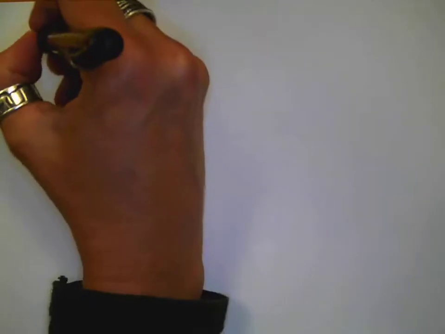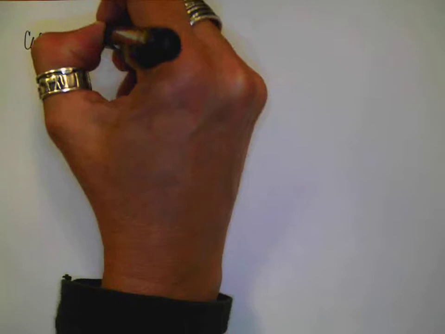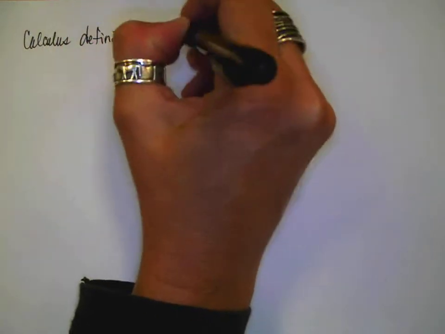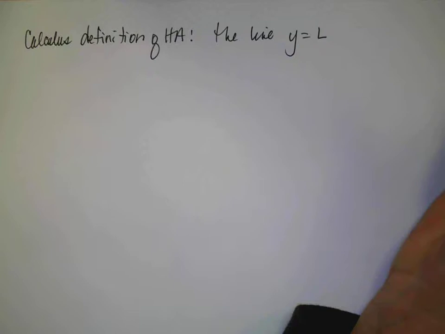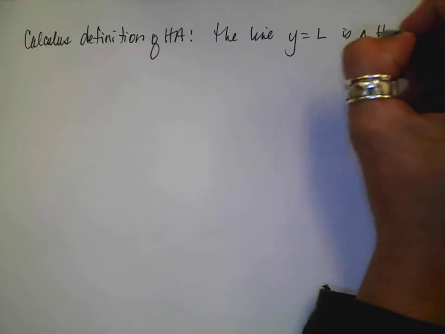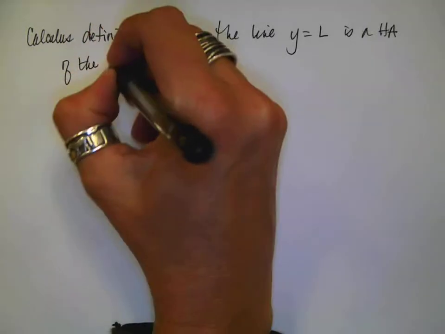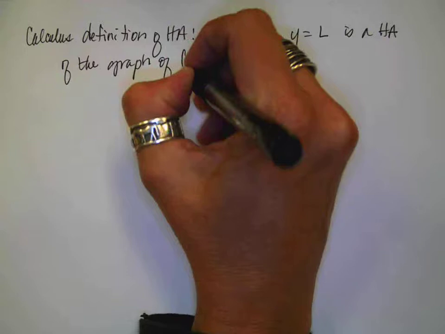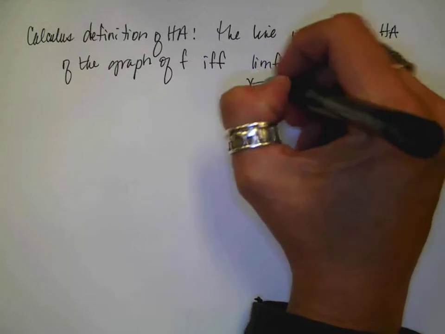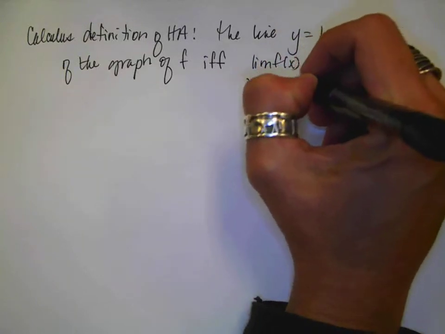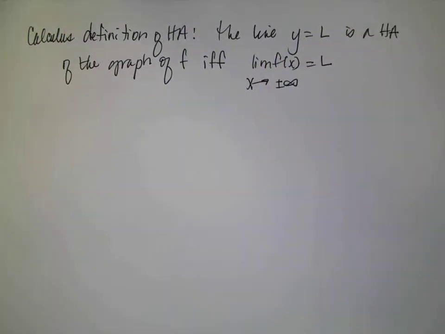Alrighty, so let's get a calculus definition of a horizontal asymptote. And it basically says that the line y is equal to L, so I have a horizontal line, is a horizontal asymptote of the graph of f if and only if the limit of the function as x approaches plus or minus infinity is equal to L. So that would be our calculus definition of a horizontal asymptote.